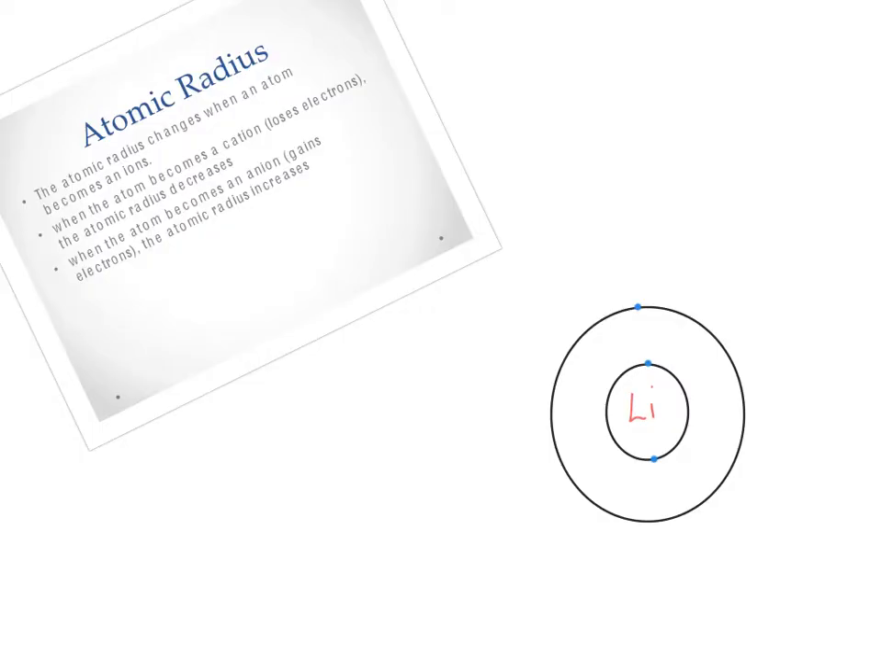Let's take lithium for example. Lithium has 3 electrons, 2 in the first shell and 1 in the outer shell. When lithium becomes a cation and it loses its electron, what actually happens is that lithium becomes smaller. Before, lithium would look like this, but afterward, when lithium loses this valence electron, it would look like this. And so the electron shell will actually be smaller because there will not be an outer shell.